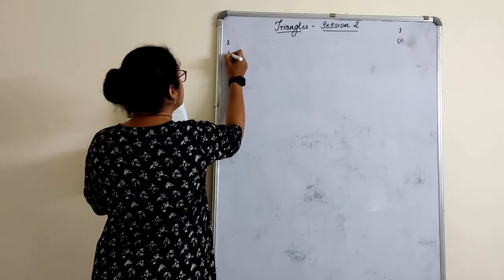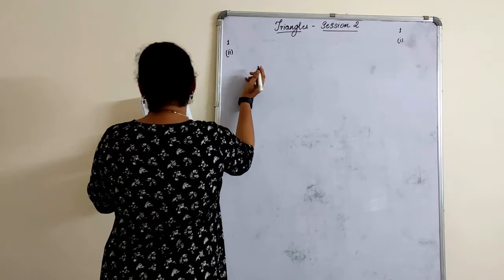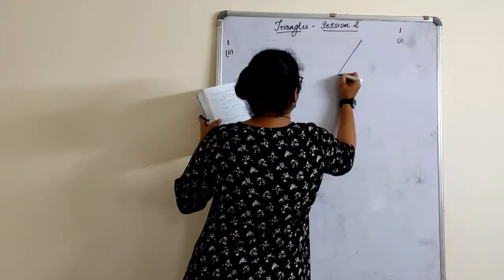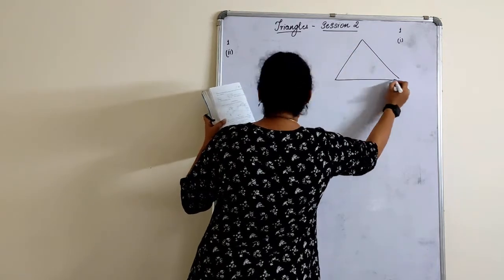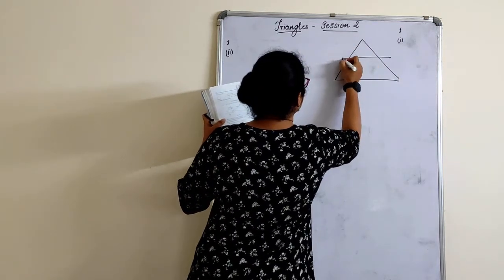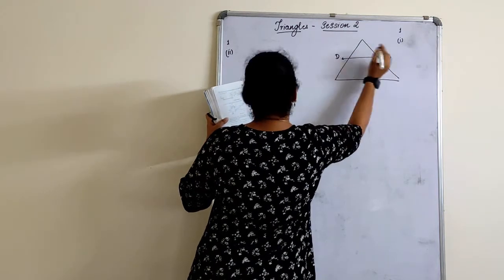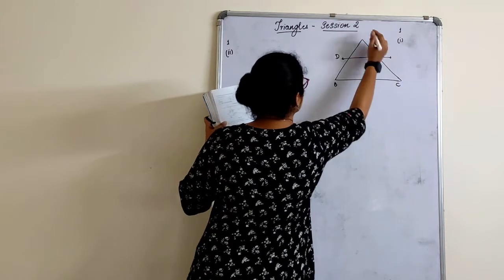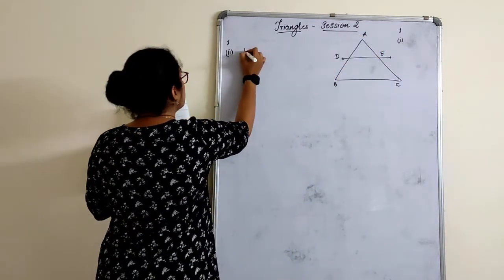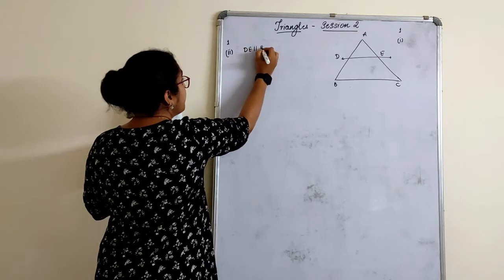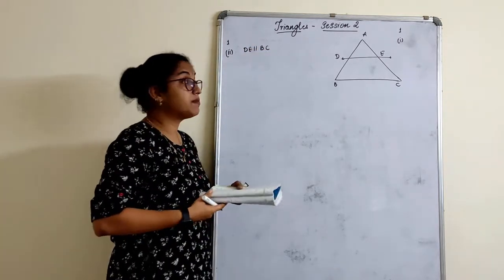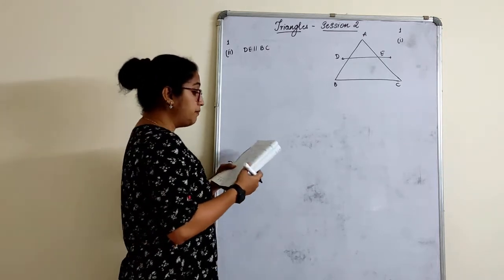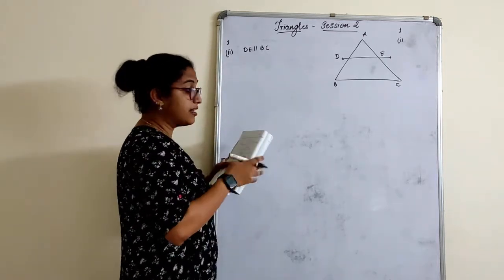So first, the second one, they have given DE parallel to BC. I will first draw the figure here. This is the figure given, and this is the line segment DE which is parallel to BC. Always, if you have to prove the BPT, that is basic proportionality theorem, the given lines have to be parallel. Only then we can prove that the sides are proportional.